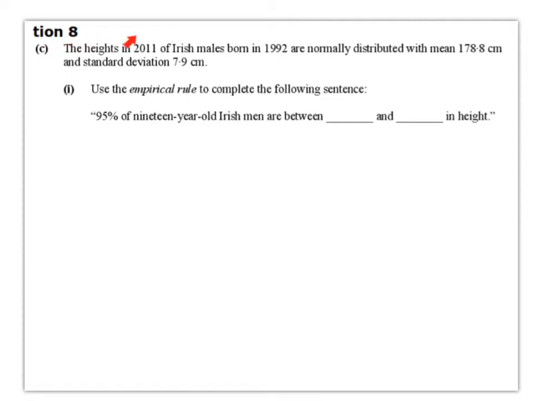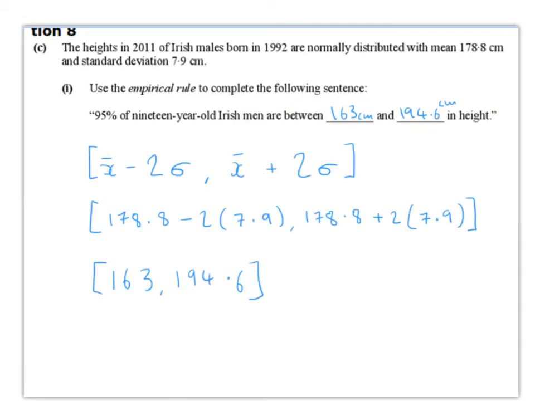The heights in 2011 of Irish males born in 1992 are normally distributed with a mean of 178.8 centimetres and standard deviation of 7.9 centimetres. Part 1. Use the empirical rule to complete the following sentence. 95% of 19-year-old Irish men are between something and something in height. So they are between 163 centimetres and 194.6 centimetres in height.